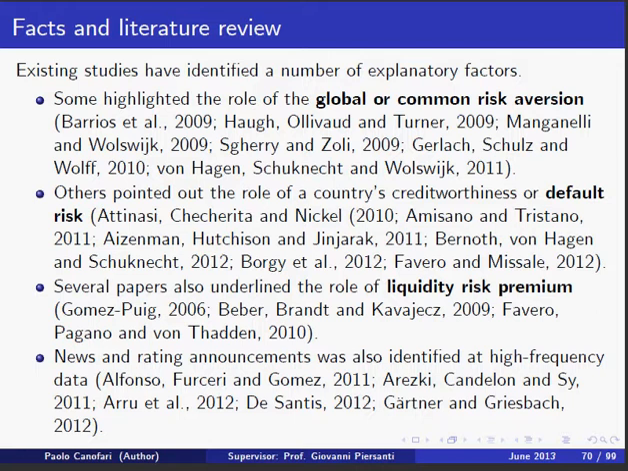There are also studies trying to explain spreads movement using high frequency data, using news about, for instance, rating on government bonds, government debt. But the main conclusions are that, using low frequency data, the main factors explaining spreads are global risk aversion, default risk, and liquidity risk premium.